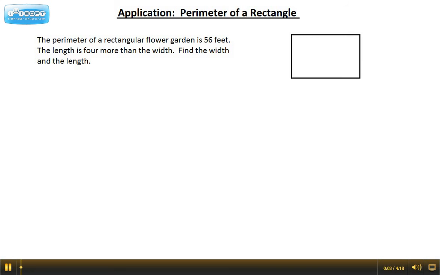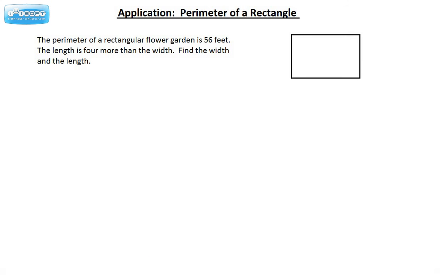Application: perimeter of a rectangle. Here we've drawn a rectangle, and we also have an application problem, so let's read through the problem together. The perimeter of a rectangular flower garden is 56 feet. The length is 4 more than the width. Find the width and the length.